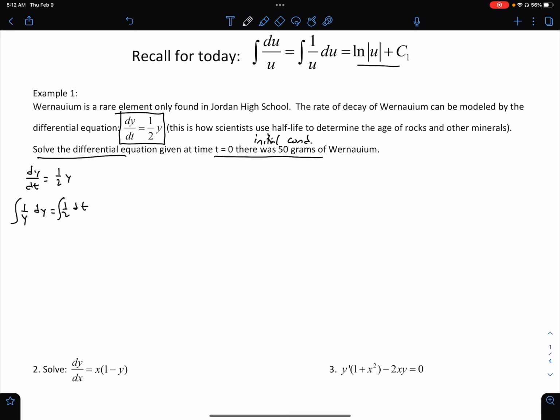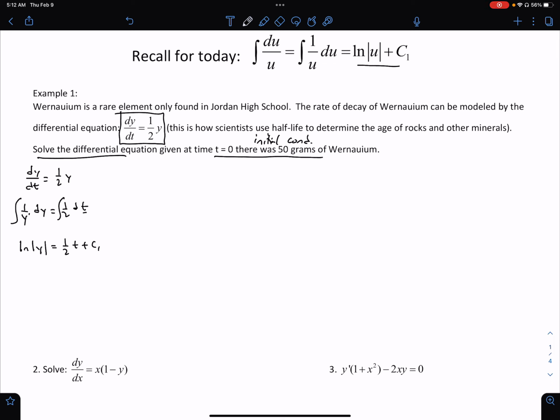So let's go and take a look here. The left side, we're going to get the natural log of the absolute value of y. That power is 1. That's our natural log rule. This is going to equal 1/2 t plus c1. We're integrating with respect to t here. All right, so at this point, we're going to solve for y.